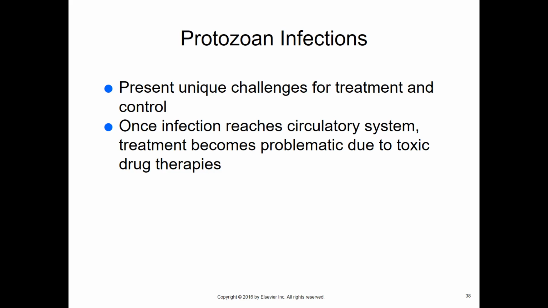Once a protozoan infection has reached the human circulatory system, then it becomes a problem to treat it. And many of the drug therapies that target eukaryotic organisms are toxic to human cells, so that makes it even more difficult to treat.